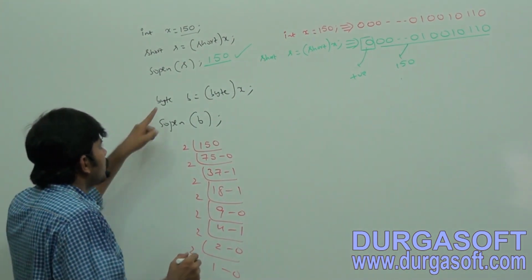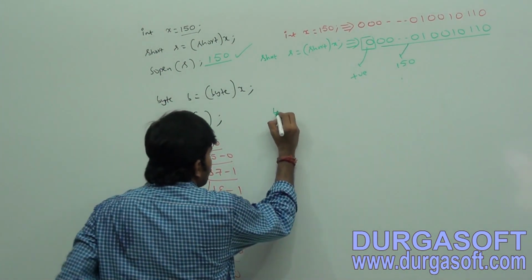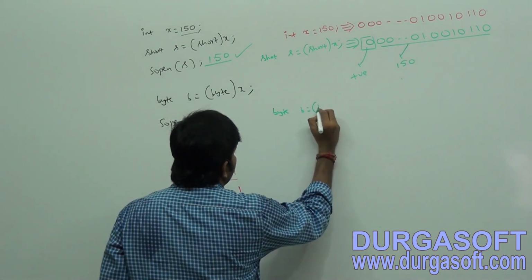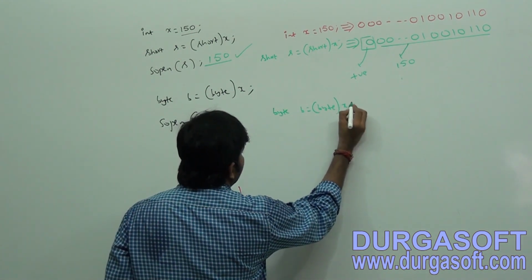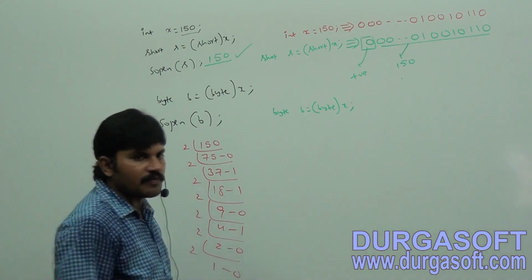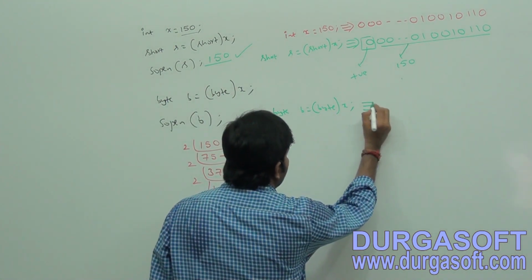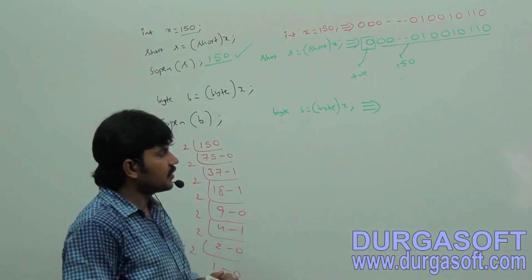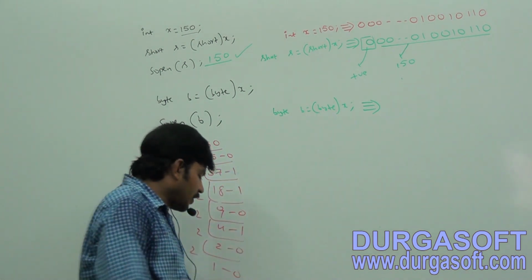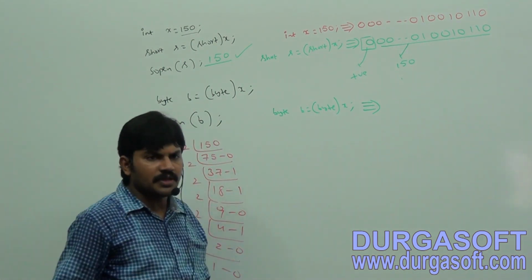But now byte B is equal to byte of X. Like this sum I'm taking, right? Byte B is equal to byte of X. Sir, byte means how many bits? Byte means how many bits?